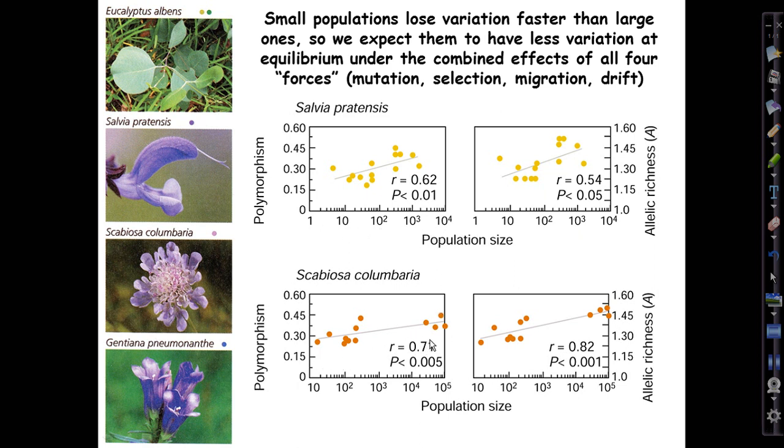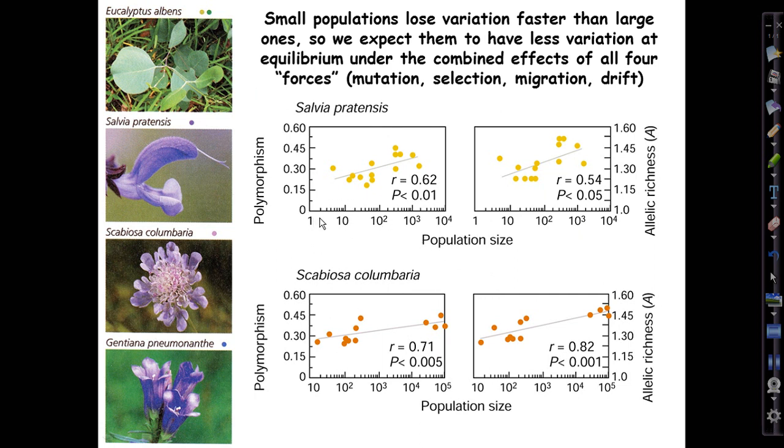These were habitat patches suitable for these plants. The plants are shown here on the left. These 3 are herbaceous flowers, we might call them, and one was a eucalyptus tree in Australia, Eucalyptus albans. And the data for all four of them are shown in the next few slides.